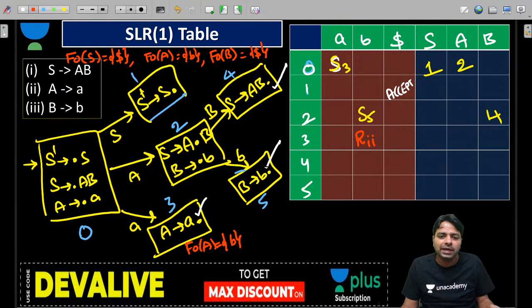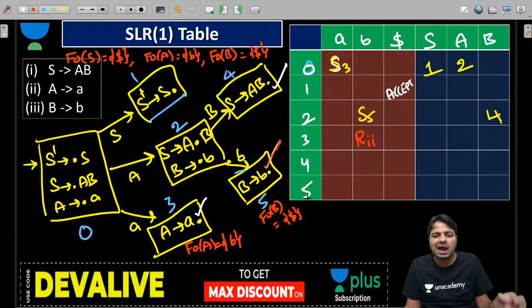Next, B derives b dot. I am going for this one, that is the 5th row. Follow of capital B we know already, dollar. So row 5 under dollar we write R3, that is the production number. Everybody clear? Yes. Next, S derives AB, you know that already.